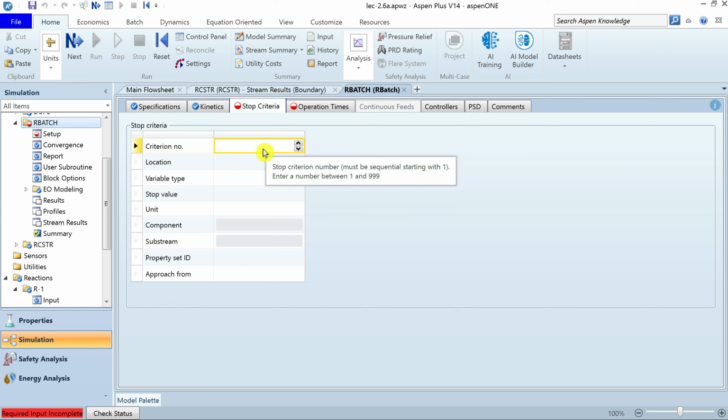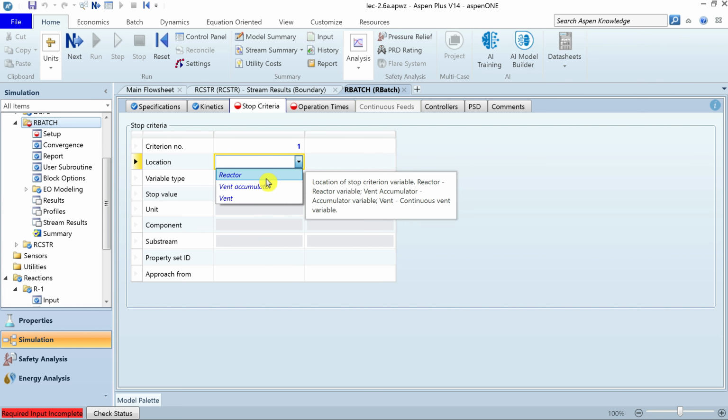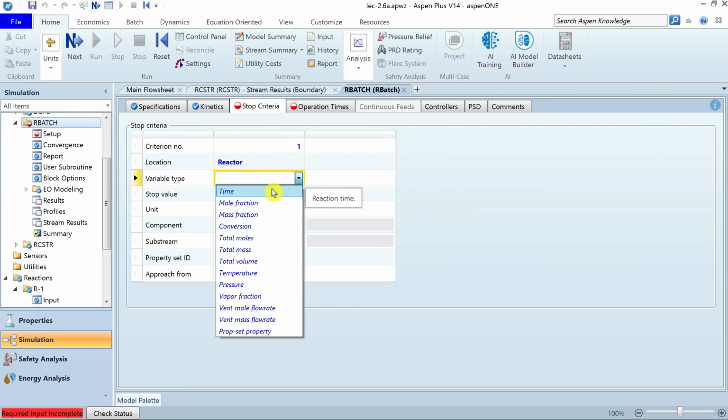Here you can define single or multiple stop criteria. So whichever criteria is met first, the solver will stop the simulation. Let's define the first criteria as the reaction time. Location should be reactor and the variable is the time. So this is a reaction time.